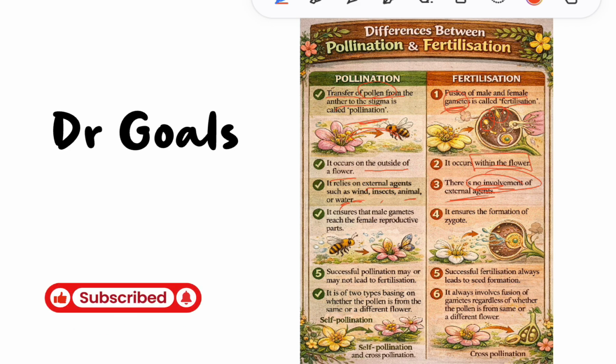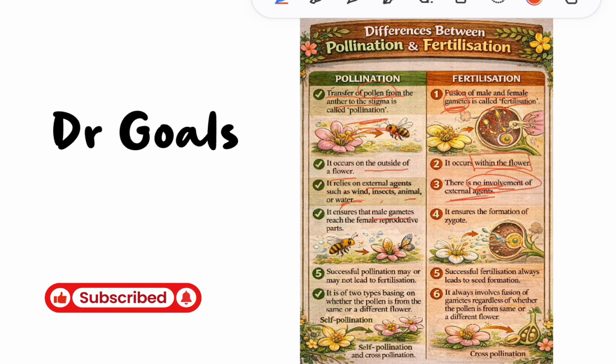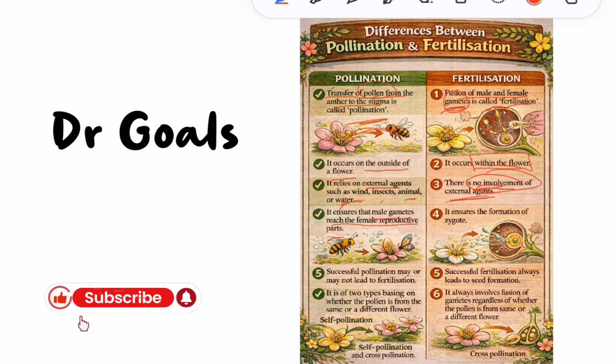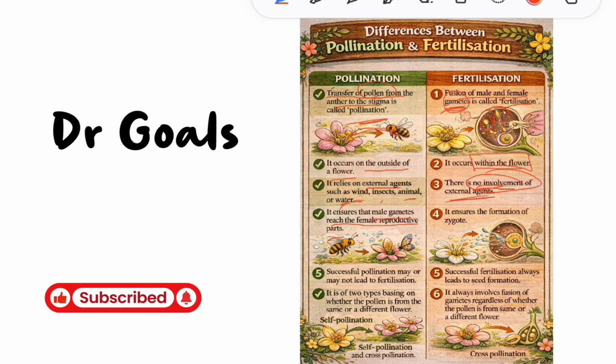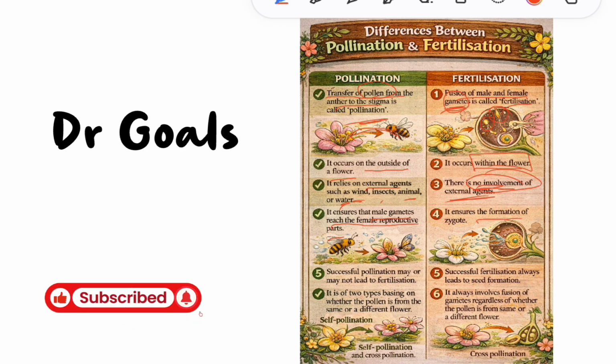And in pollination, the next difference is that it ensures that male gametes reach the female reproductive parts. The agent which is useful in pollination helps in the transfer of male gametes to reach the female reproductive parts. But fertilization ensures that the final product after the fusion is a zygote.